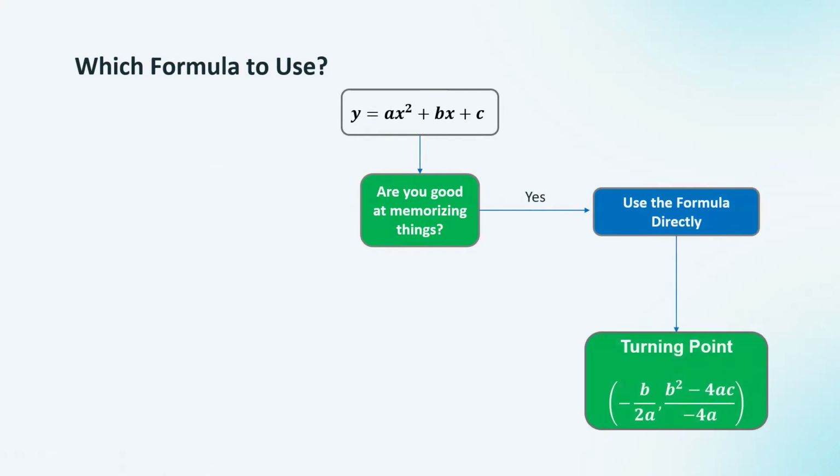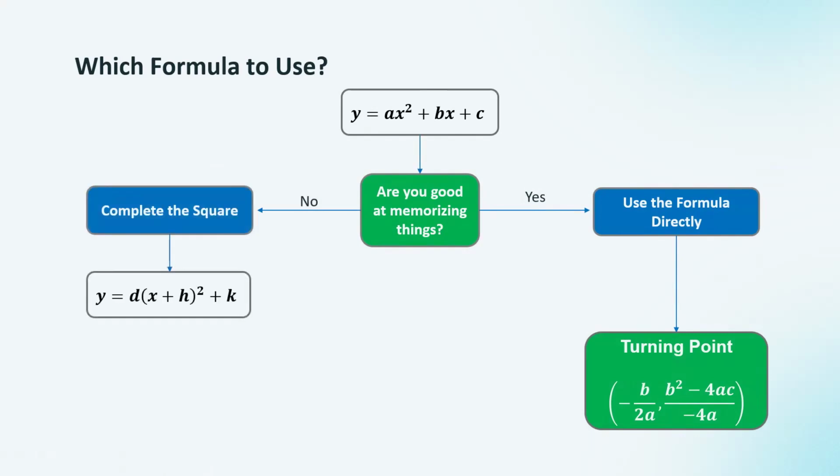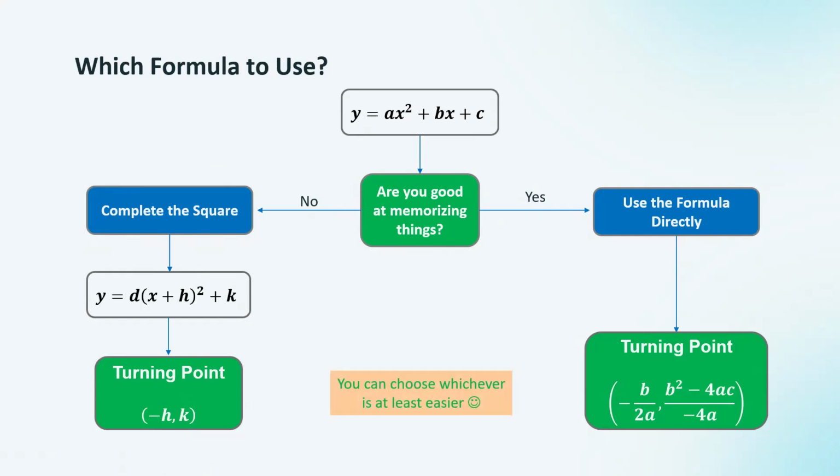But if you're not good at memorizing, then you need an extra step because you need to complete the square, you need to change the form of the quadratic function, and then you can try to use this simple formula. Again, you can choose whichever method is easier. I know that both of them are hard.